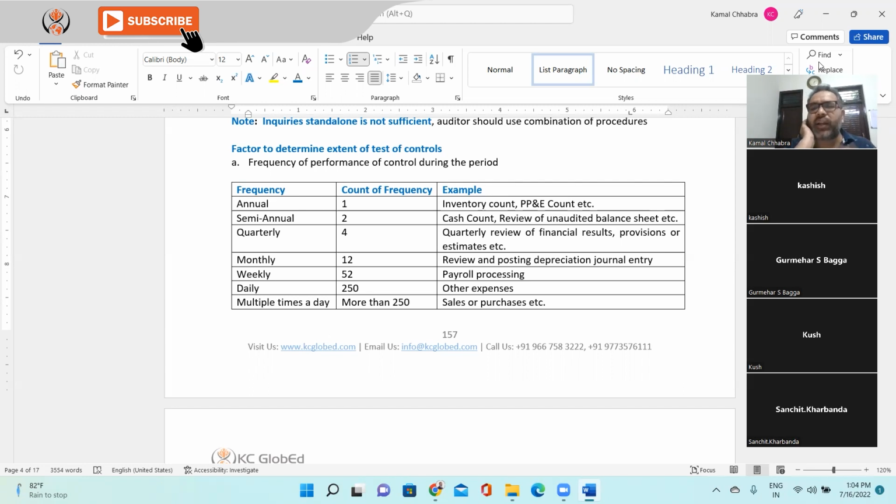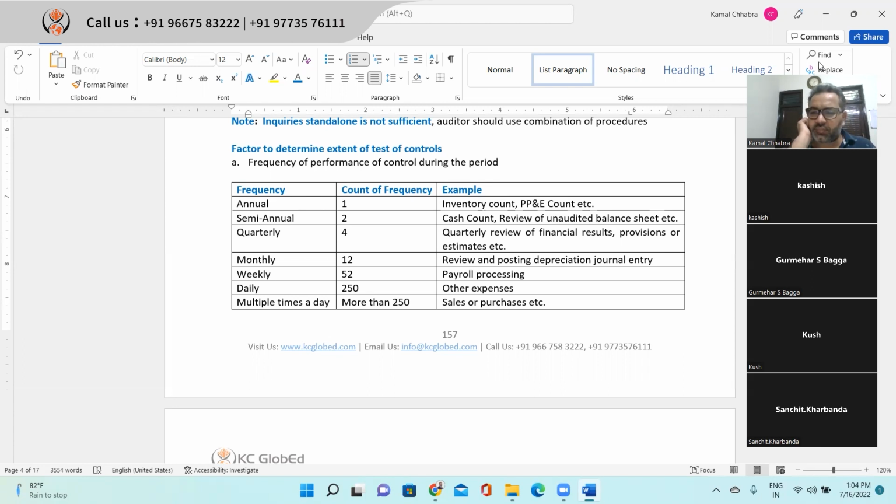So these are all audit terminology. Basically, you need to understand what is a daily control and what is multiple times a day. Any control activity which is happening more than 250 times in a year, generally like sales transactions and purchase transactions, happens 2, 3, 5 or 10 or 100 times in a day, right? If you look at Amazon, there are billions of transactions happening every year. So those come under the category of multiple times a day. Make sense?